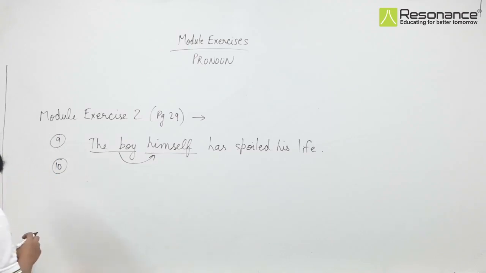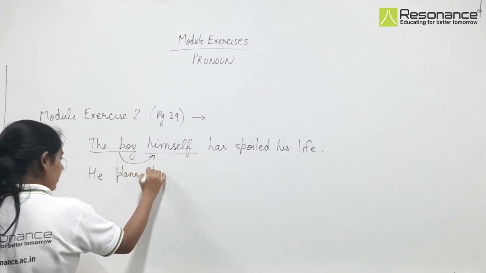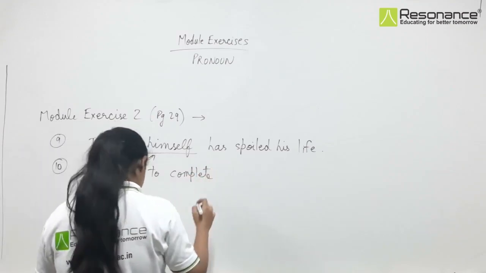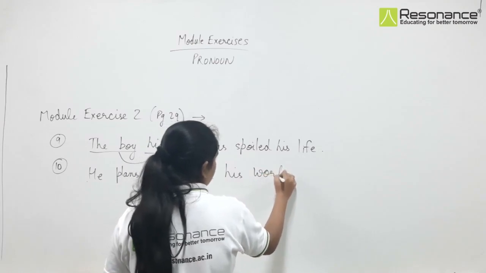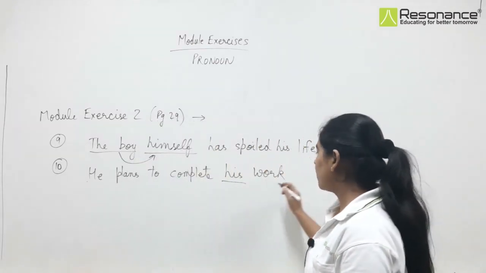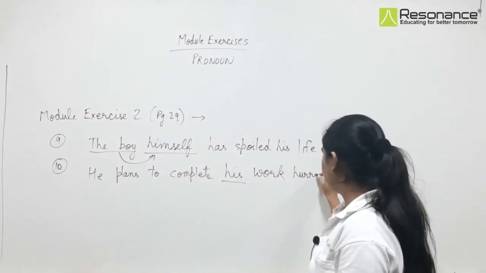Then question number 10. He plans to complete his work hurriedly. This is the right sentence, to complete his work. Whose work? His work. This is possessive case of pronoun. He plans to complete his work hurriedly. Hurriedly means very fast, quickly.